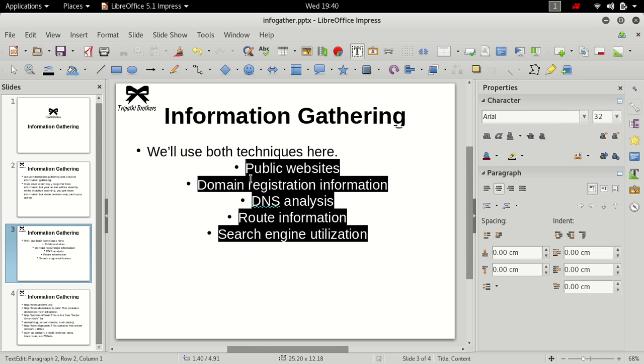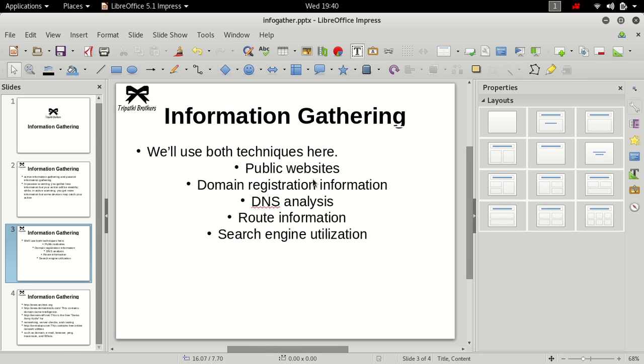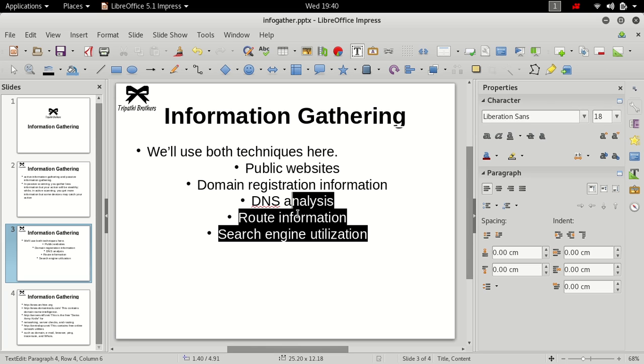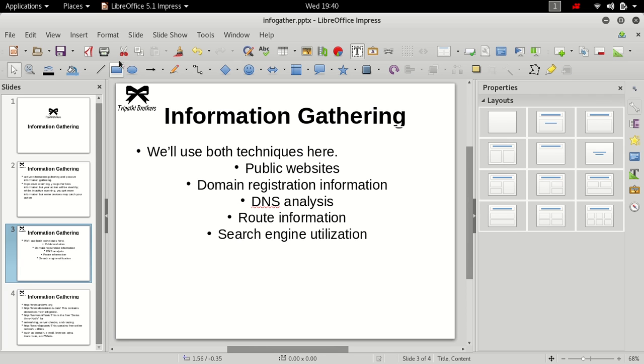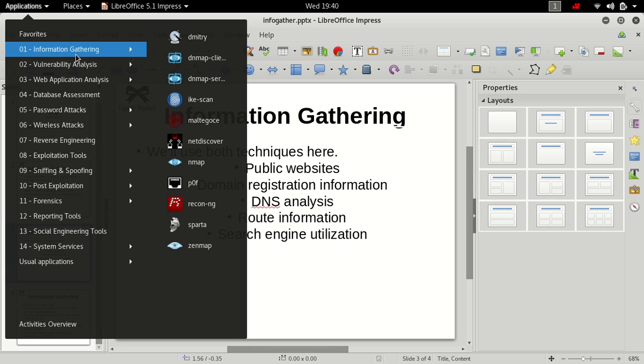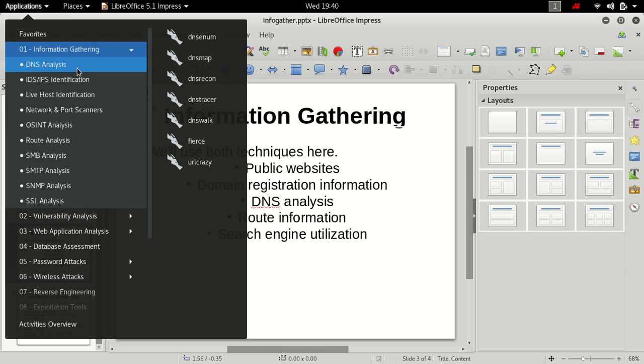So these five techniques we will discuss in information gathering, and we will use nearly all the tools. As you can see, in the DNS analysis part, lots of tools are available: DNSenum, DNSMap, DNSRecon, DNSTrace, Fierce. Next, IDS and IPS. What do IDS and IPS mean? Intrusion detection system and intrusion prevention system.